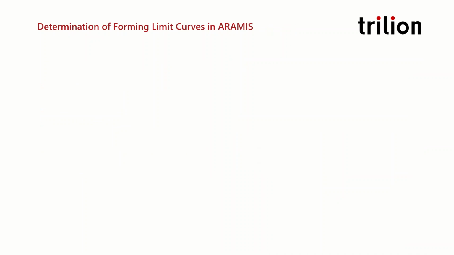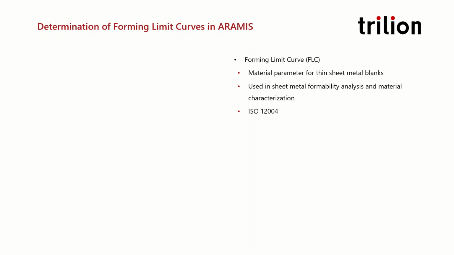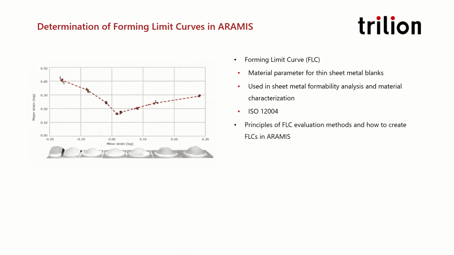This webinar is especially important for sheet metal manufacturing and testing, as it describes the forming limit curve and how to create one in ARAMIS. As a brief summary, the forming limit curve is a material parameter used when discussing thin sheet metal blanks. It is primarily used for formability analysis and material characterization for steel and aluminum suppliers, the automobile industry, and some consumer goods. This webinar describes the testing procedures and how to create that forming limit curve in ARAMIS according to ISO standard 12004.